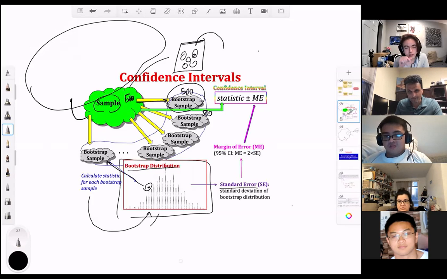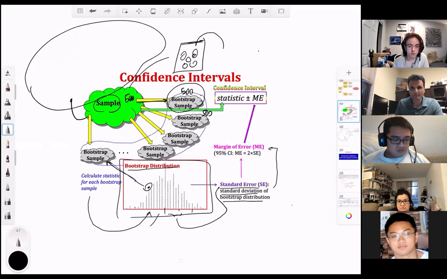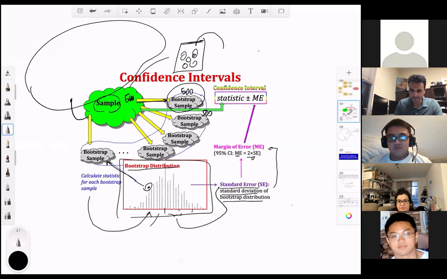There is a standard error, the standard deviation of the Bootstrap distribution. So we have a standard deviation, which is the same as the standard error. Then we have the margin of error for a 95% confidence interval. The margin of error, same as before, is 2 multiplied by the standard error. And the confidence interval will be a statistic plus or minus the margin of error. We had exactly the same for the sampling, but now we're dealing with Bootstrap sampling.